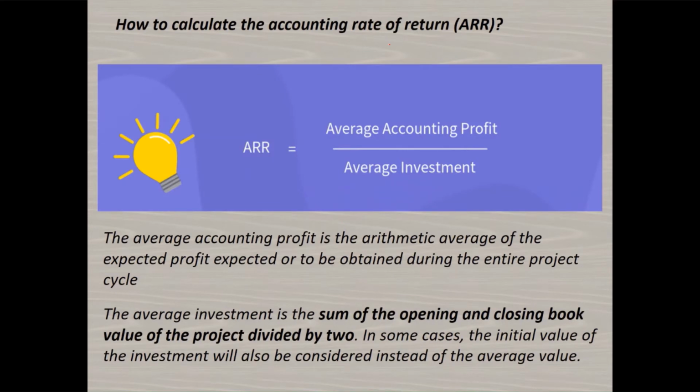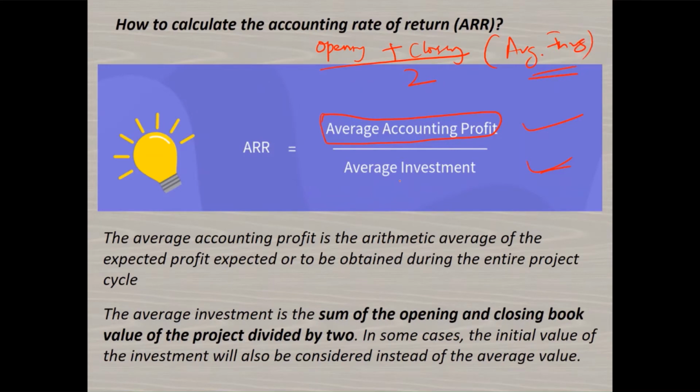So how do we calculate the accounting rate of return? Well, accounting rate of return is a very simple formula. It's just average accounting profit divided by the average investment. Accounting profit is something that you will calculate taking into account the revenue and the cost. But average investment is somewhat confusing, though simple to calculate. It is basically the sum of the opening and the closing book value of the project divided by 2. That's basically your average investment.